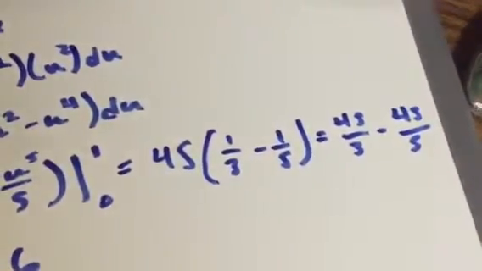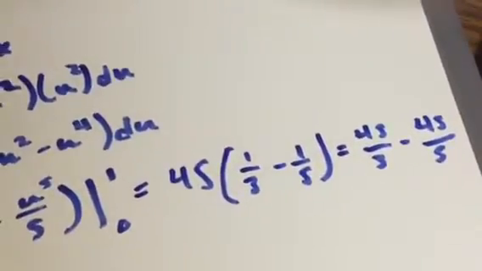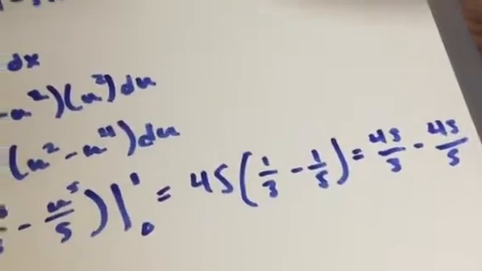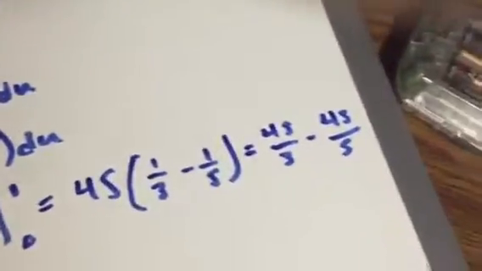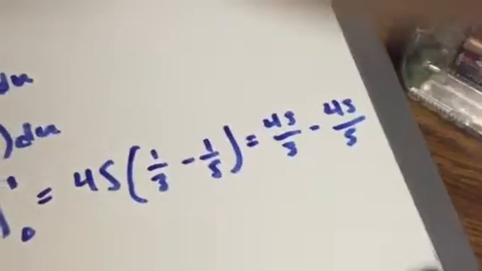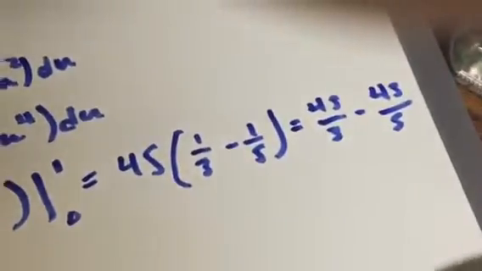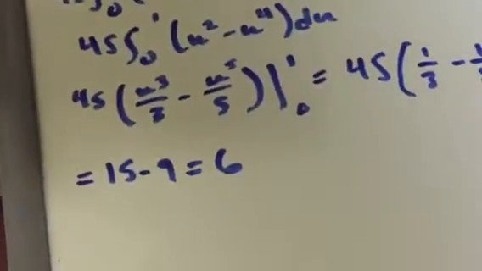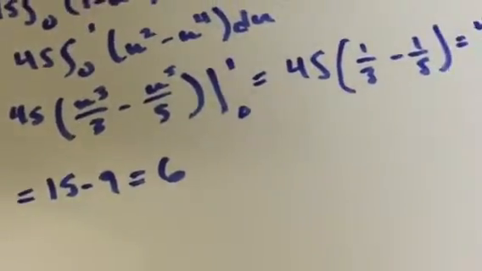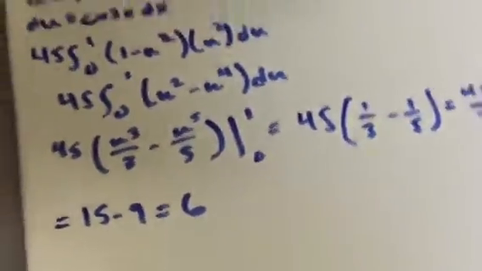And now we're just left with 1 over 3 minus 1 over 5, and that's going to be multiplied by 45. I go ahead and multiply the values in parentheses by the 45. That simplifies to 15 minus 9. And 15 minus 9 is 6, and that is the answer to the problem.